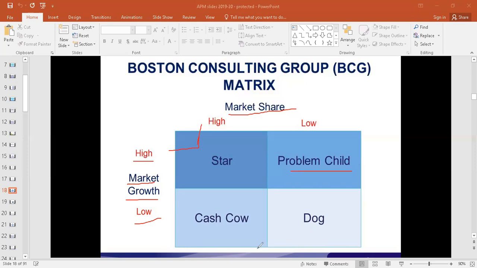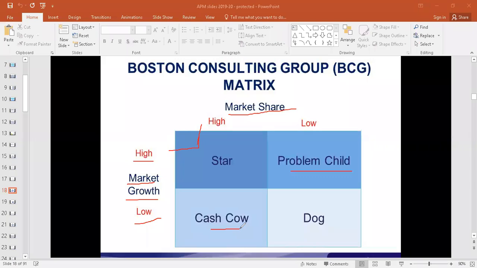So the future is not bright, it's gloomy. So we can call that cash cows. Because they've already captured the market, they have high market share, that would be generating cash flows for them. But then the future is not bright for them.